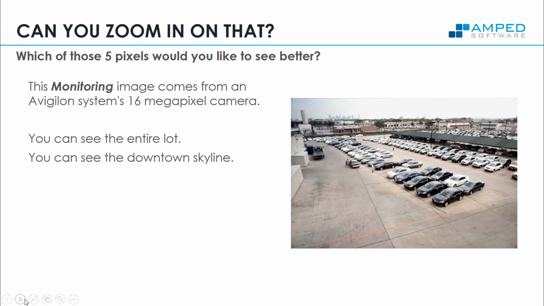Right, so here we have, for our demonstration, an Avigilon system 16 megapixel camera. And this Avigilon system is end-to-end digital. It's their entire system end-to-end. Right, so we can see the entire parking lot, and if you look up in the top left corner, you can see the skyline of the city of Los Angeles. Right, you can see a whole lot with this monitoring view.